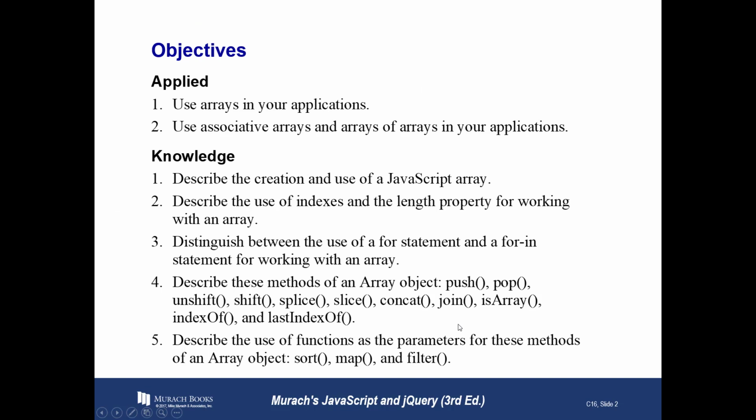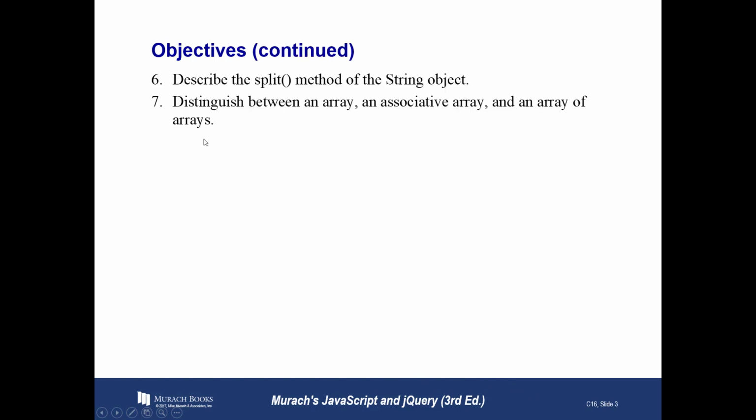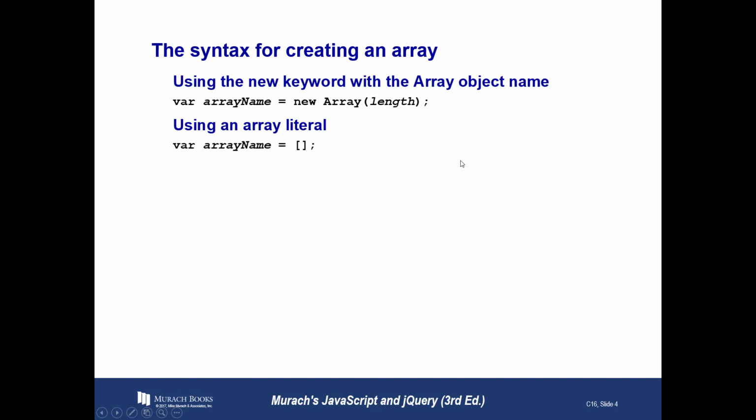All right, so we talk all about arrays, including associative arrays, how to create arrays, what an array index is, the array length property, using a for loop for an array, using a for in loop for an array, some of the array methods, including push, pop, unshift, shift, splice, slice, concat, join, isArray, indexOf, and lastIndexOf. Talking about how to sort arrays, how to use split on an array, and tell the difference between an array, an associative array, and an array of arrays.